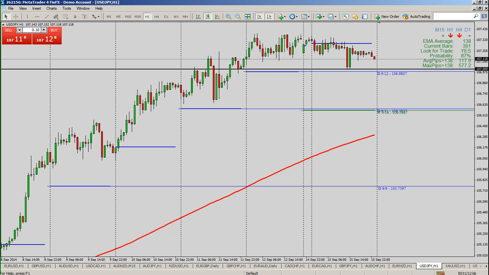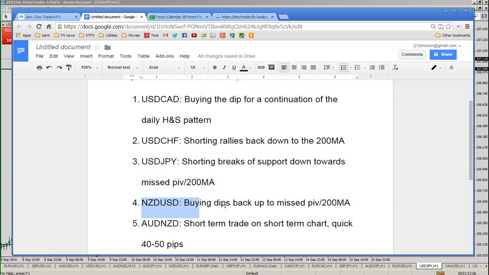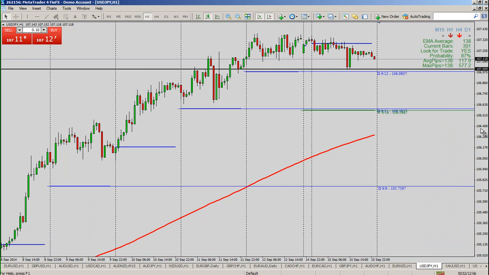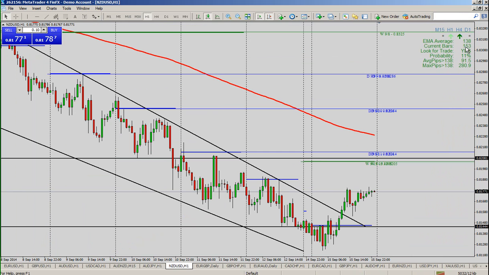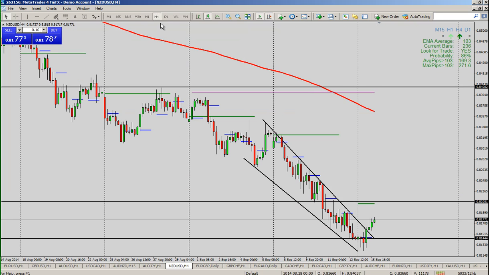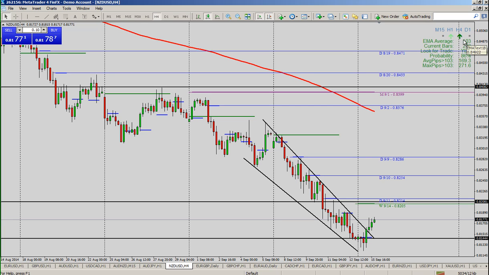Okay, that's dollar yen. New Zealand dollar, buying the dips and trading it back up to the missed pivot. I like that a whole bunch. Here's our New Zealand dollar. We can see that both 1 and 4 hour charts right there have overextended setups. The current 1 hour chart is not super overextended. It's a little bit, but it's not a lot. 153 with about 138 average. The 4 hour chart, however, is 236 with about 100 bar average there. So this one's looking pretty excellent for some sort of recovery and move back into that higher area.